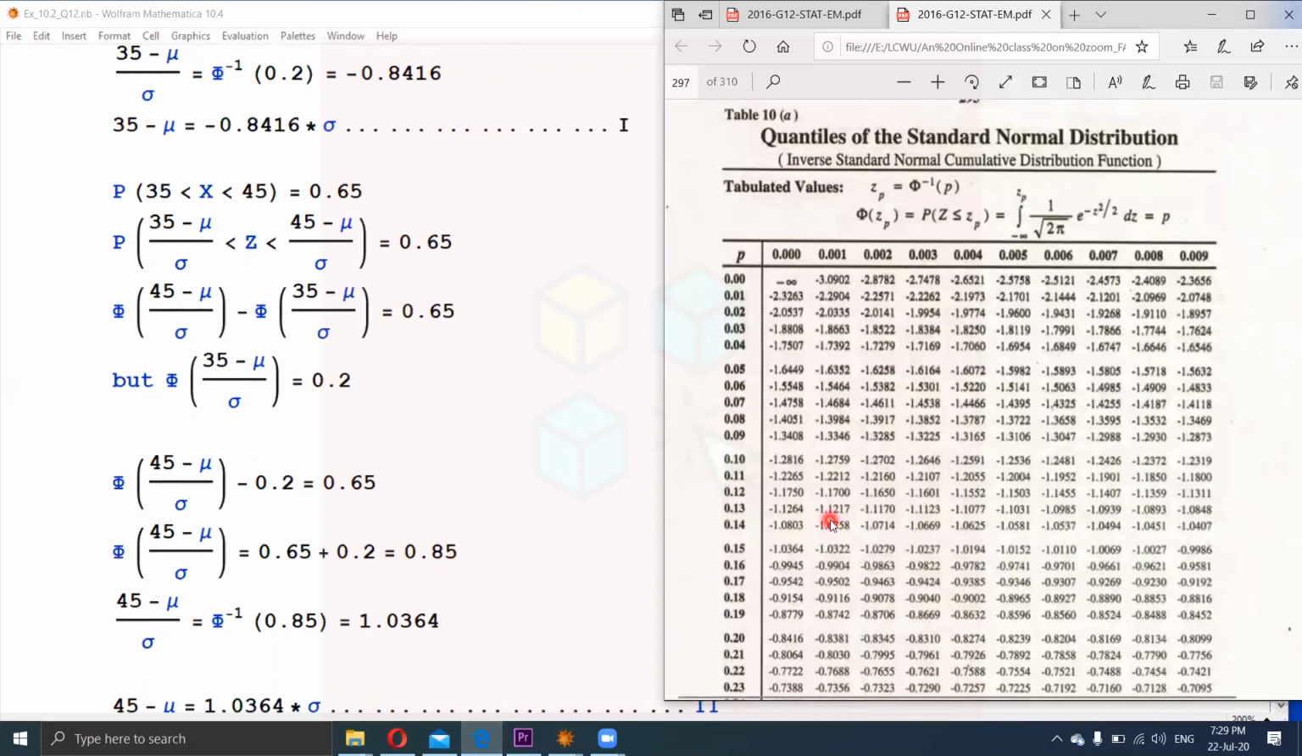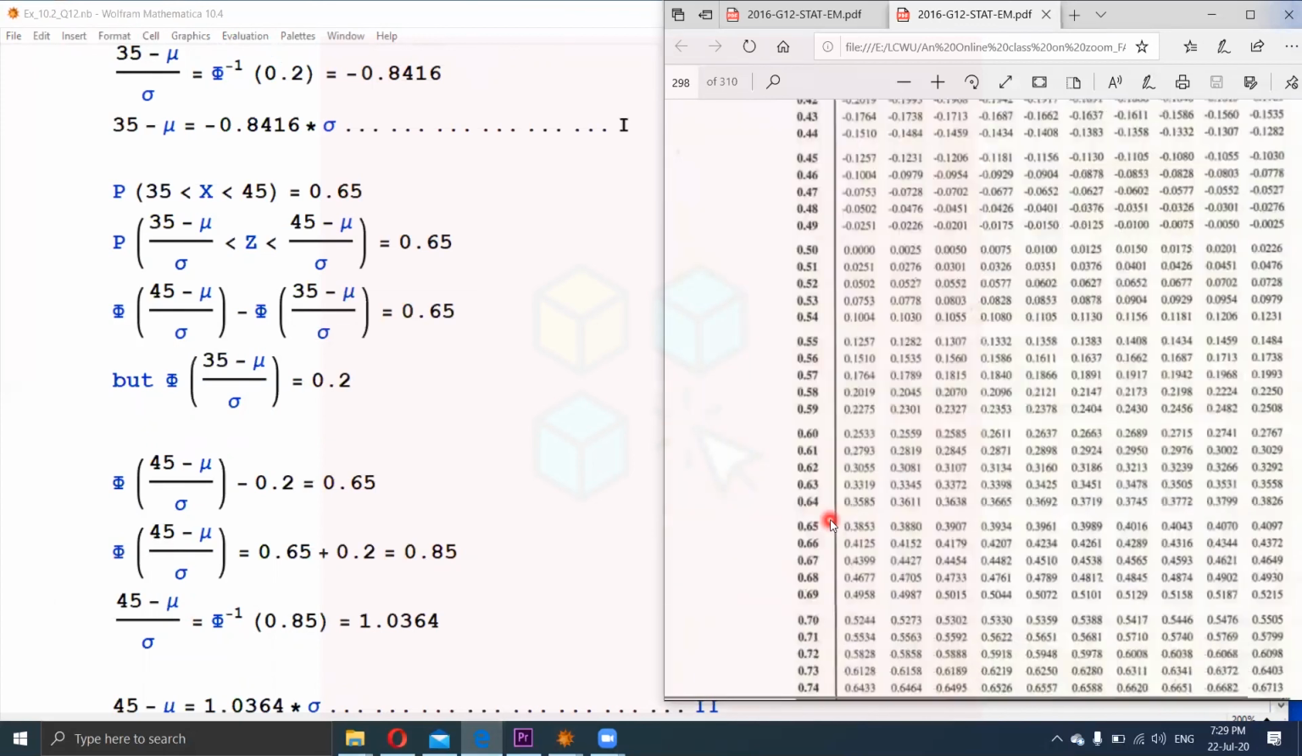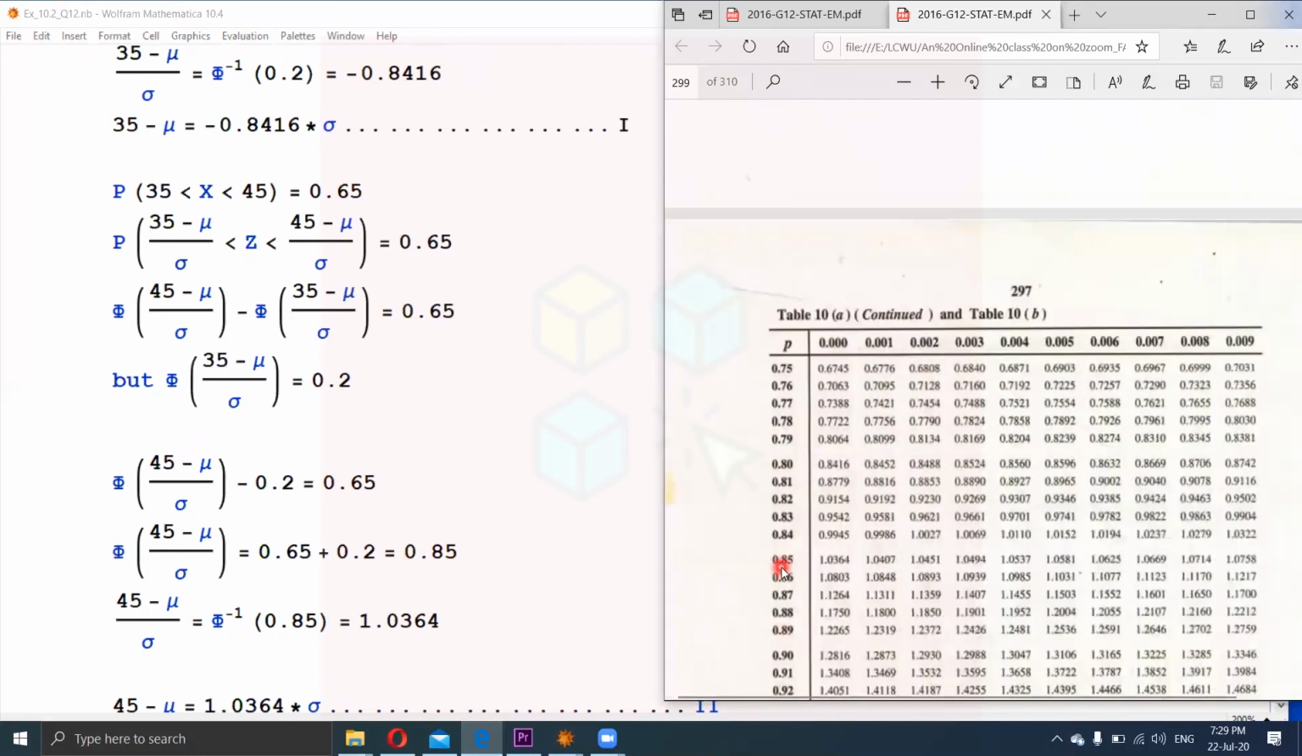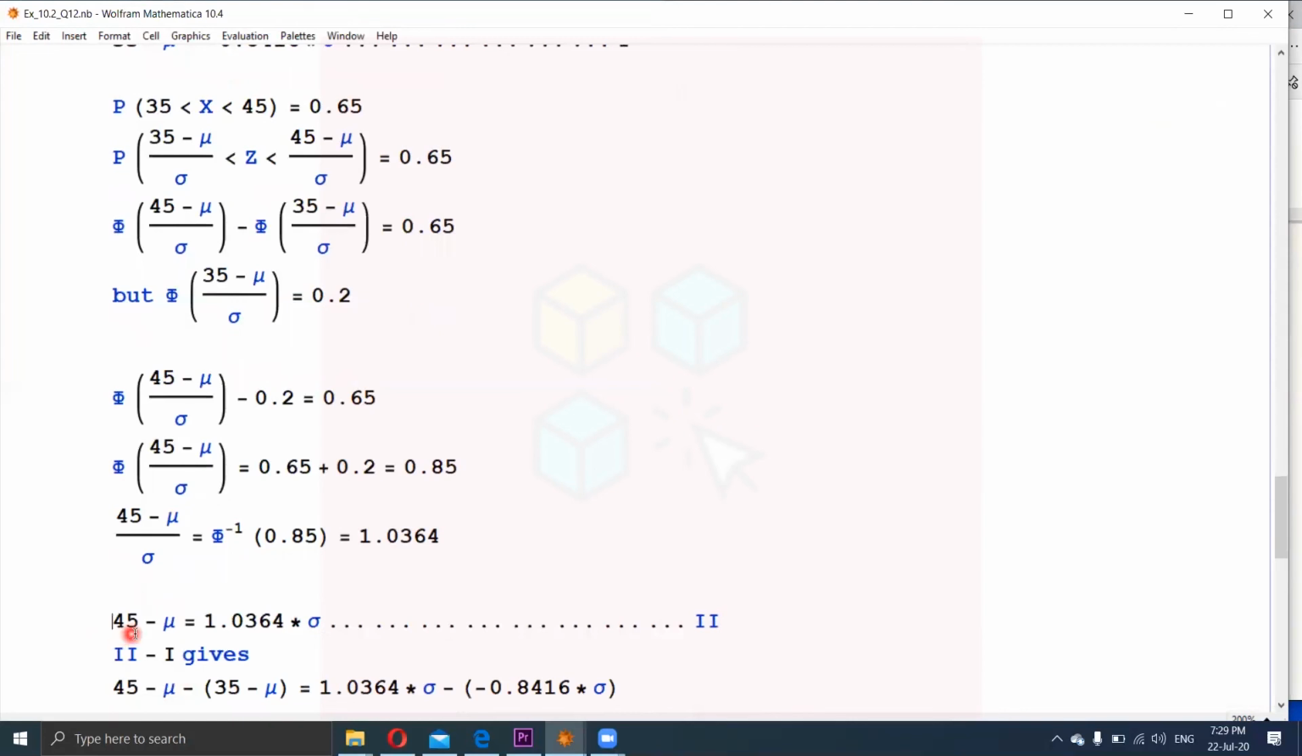0.85, which is on the third page. This is 0.85. Under the column 0, its value is 1.0364. So 1.0364 is incorporated in this equation, and this is our second equation. 45 minus mu is equal to 1.0364 sigma.